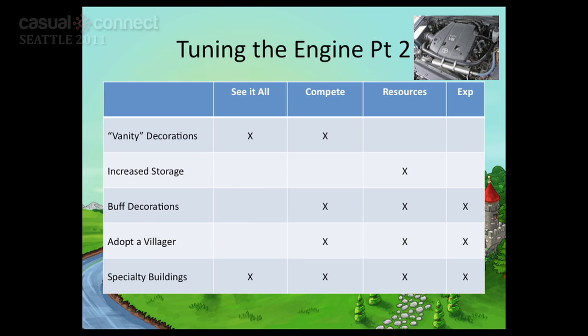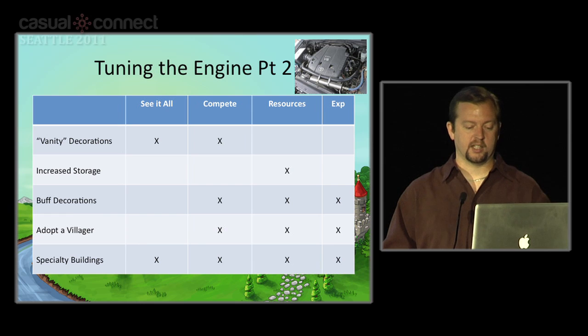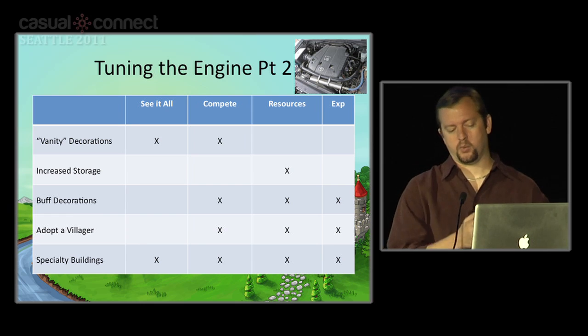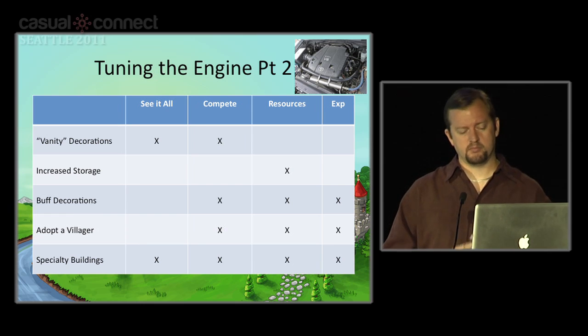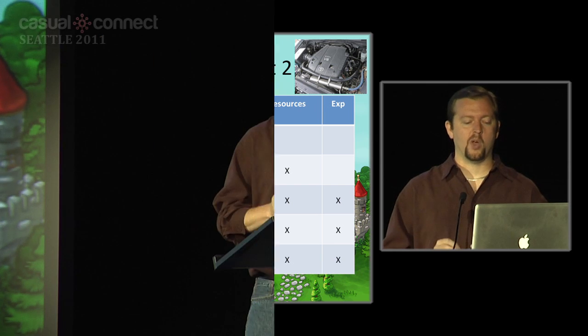It was really nice, but that gets 2 out of the 4. Then we added increased storage, basically bigger warehouses, more ways for them to store their resources, which hits the hoarding mechanic, and that was also really successful. But it only hit one of our key metrics, but it hit it so well that it ended up monetizing very well.